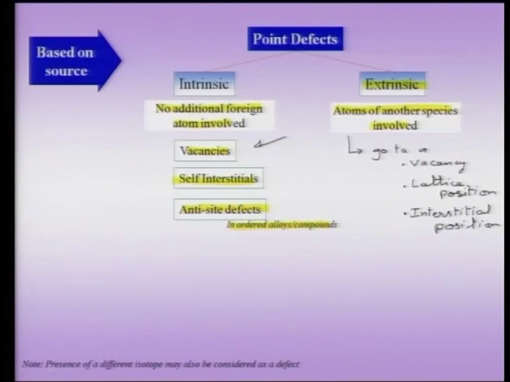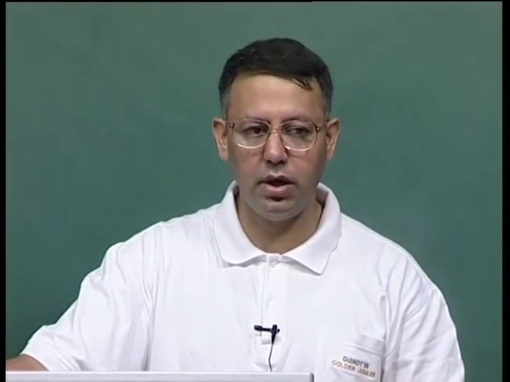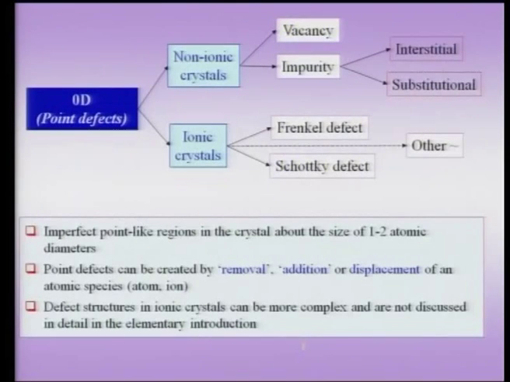So, all these possibilities exist when I add an extrinsic kind of element, that means one which does not belong to the existing system. In the larger perspective, presence of a different isotope of a material may also be considered as a defect. So, this has to also be considered, and this can actually be beneficially used in many circumstances as a tracer in diffusion, for instance.